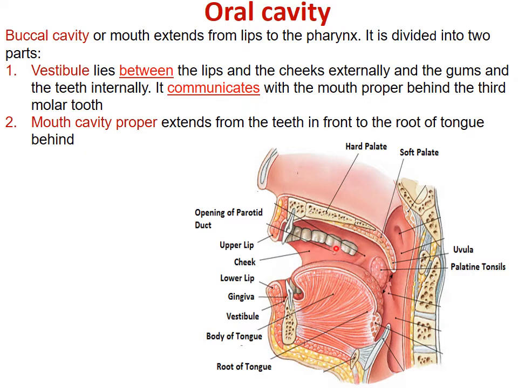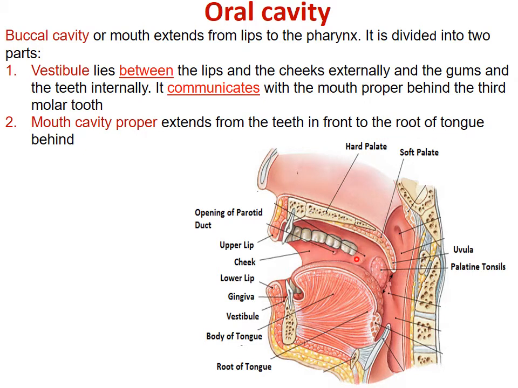So on the lateral side, it is the cheek muscle. Between the cheek muscle and the teeth, there is a very small slit-like space on both the upper and lower jaw, and that is called the vestibule. It communicates with the mouth proper behind the third molar tooth. Okay, what is the mouth proper? The cavity proper extends from the teeth in front to the root of the tongue behind.